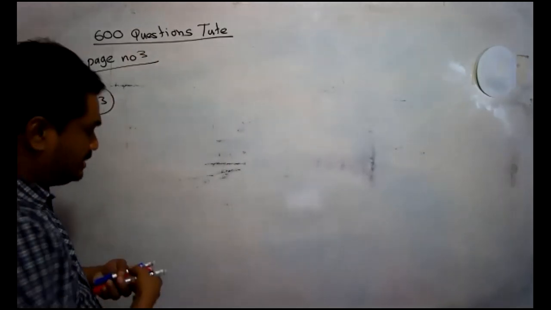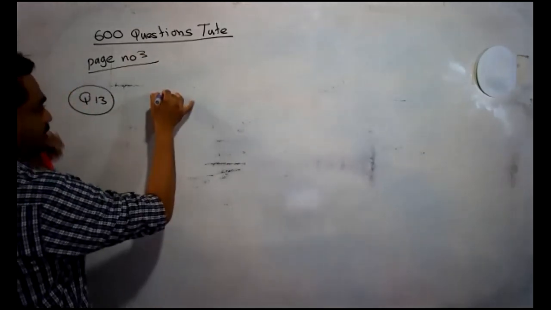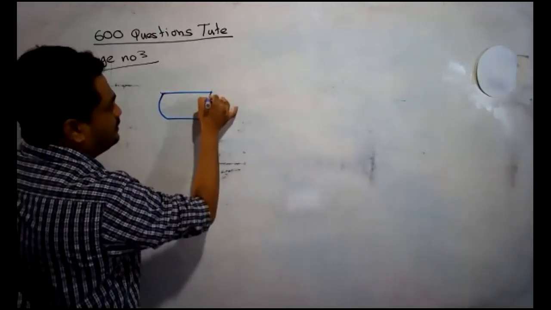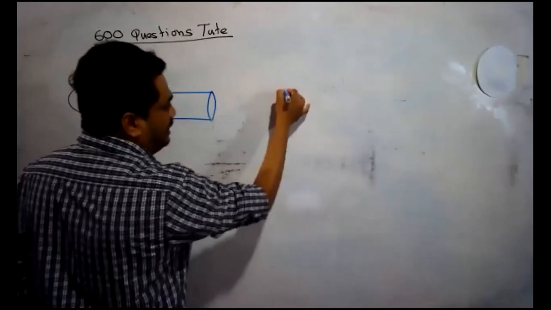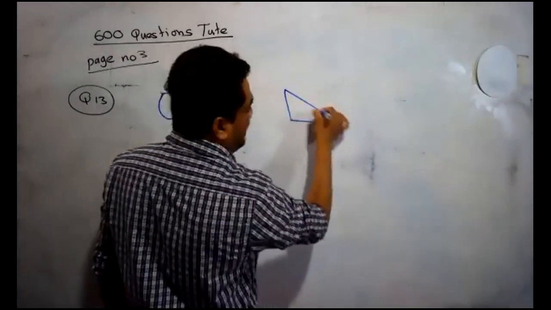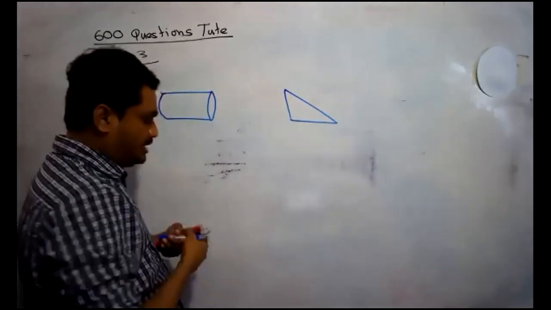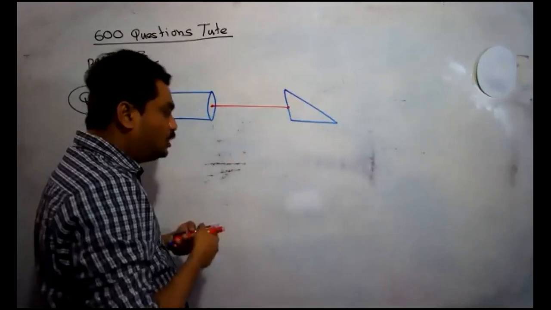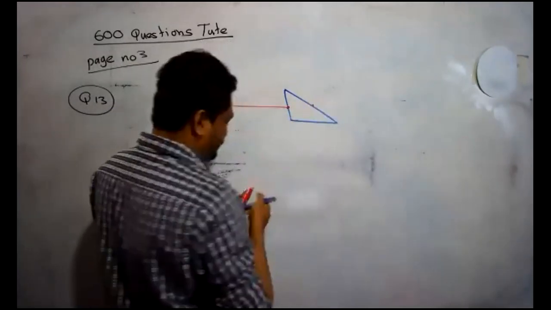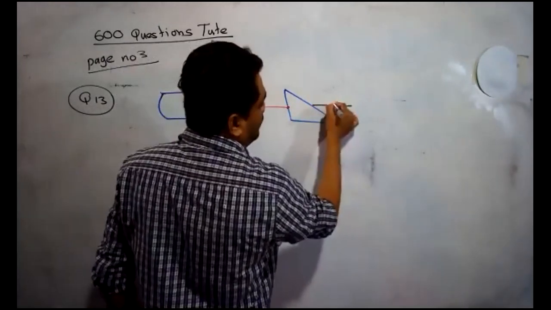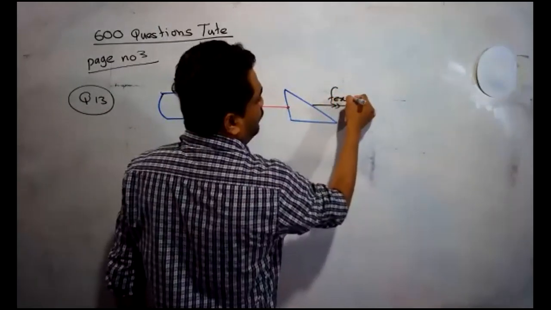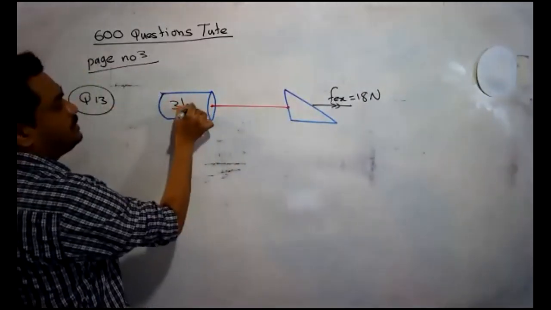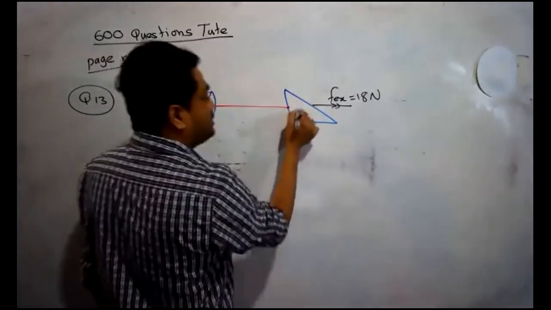They have given us two objects. Look at the board. They are connected by a light inextensible string, massless and unstretchable, like this. They are pulled on a horizontal surface by a horizontal external force of 18 Newton. The masses are given as 3 kilogram and 6 kilogram.